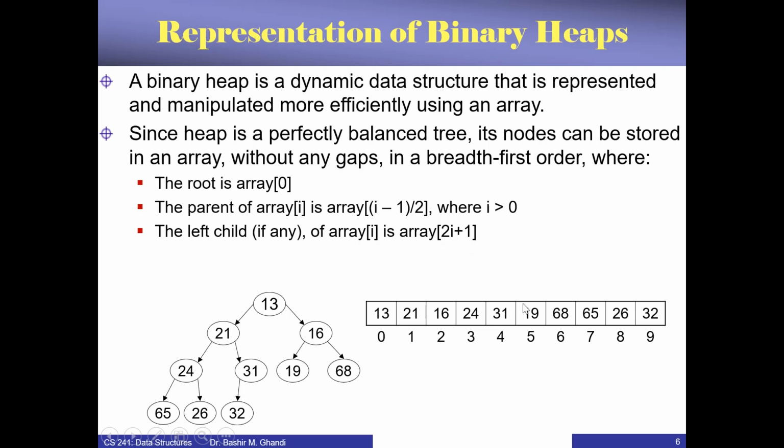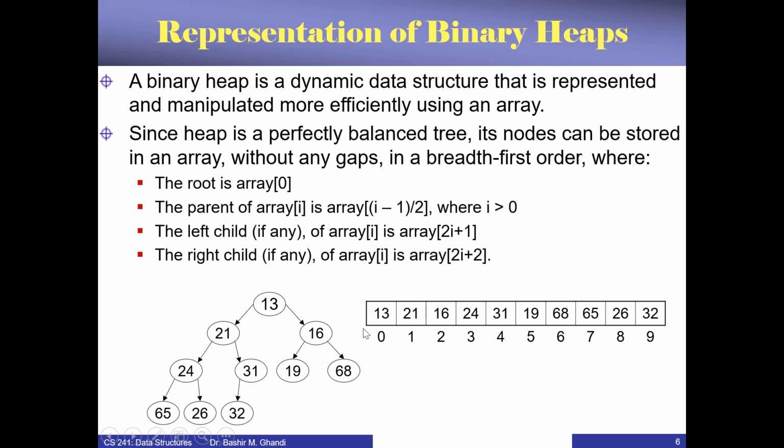So again, let's take an example. Randomly, suppose you take 24. 24 has index 3. So what will be the index of its left child? 2 times 3, which is 6, plus 1, 7. If you go to 7, you will see 65. So is 65 really the left child of 24? Look at the tree and you see that yes, it is indeed. 24 is having 65 as its left child.